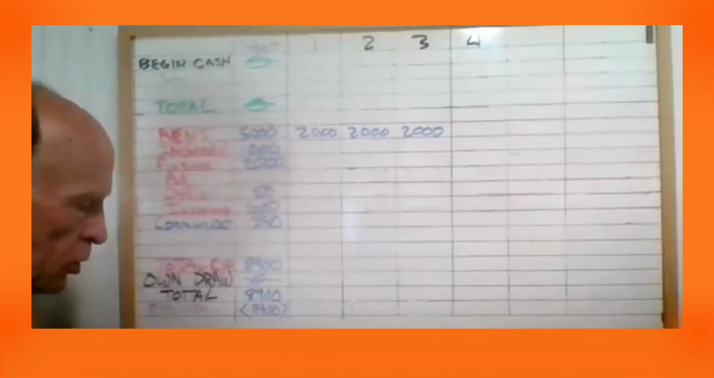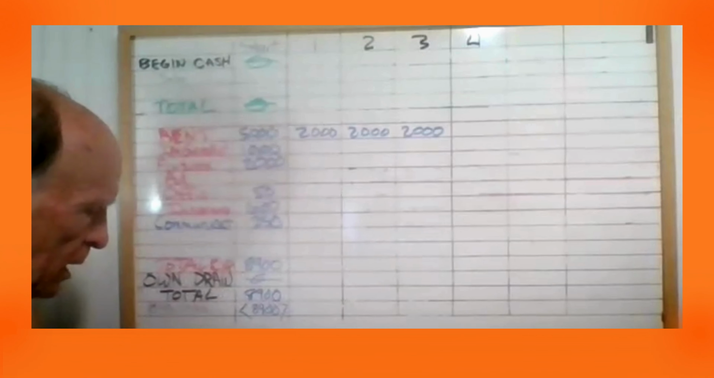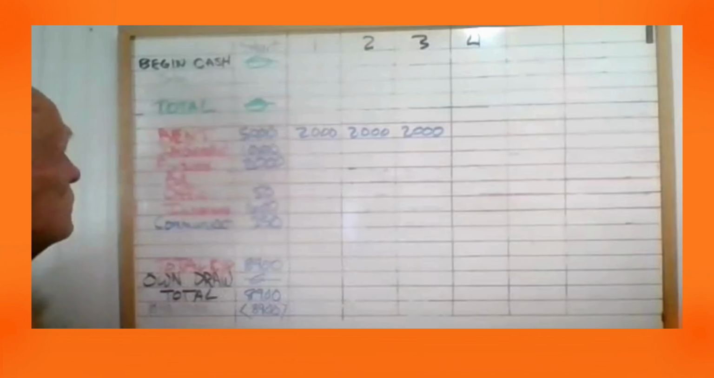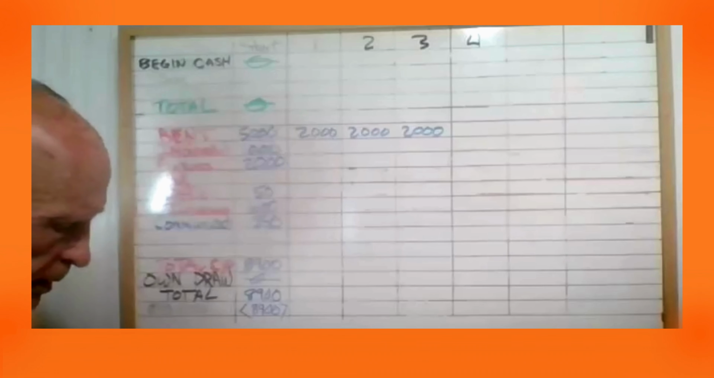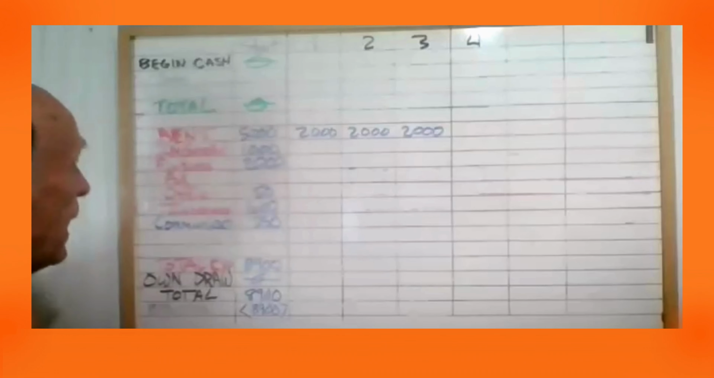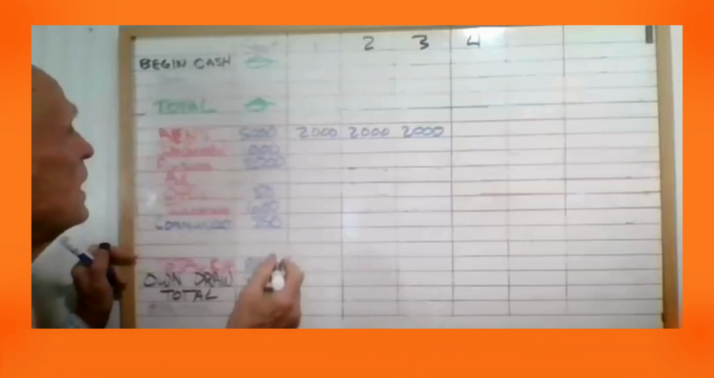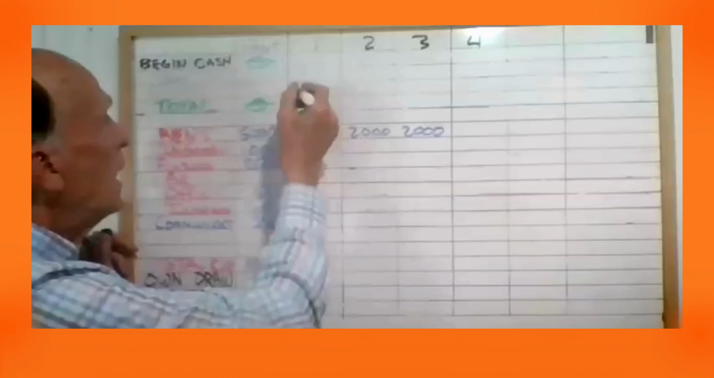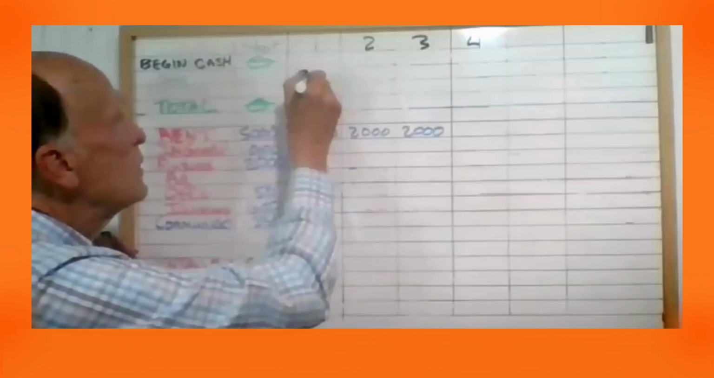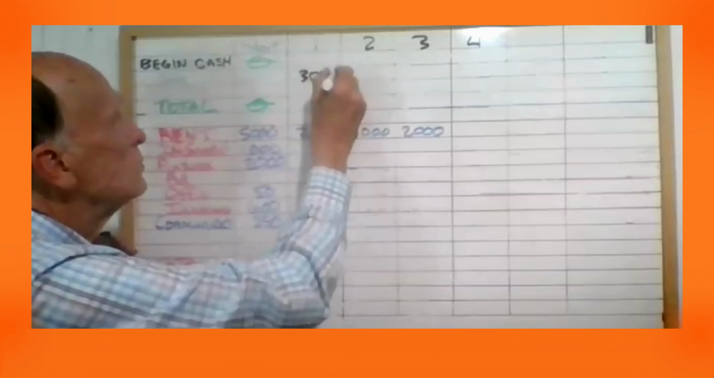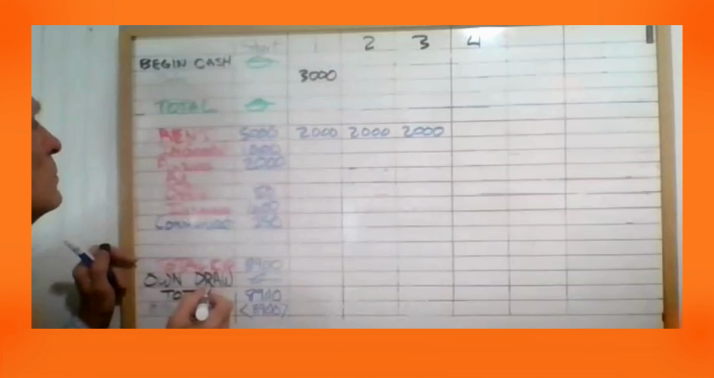Month one, I'm going to start an operation. And my operation here, I think I'm going to go with black rather than stick with the green. First month sales, I'm going to have $3,000. That's my estimate.